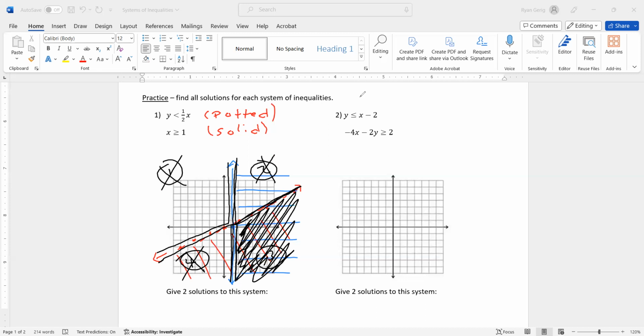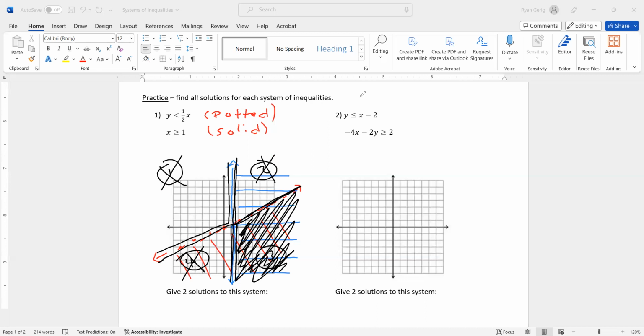Therefore, my solutions are in that region. So I make it very clear by shading it a different color. You could use different colors if you want, or shade it darker with a pencil. I'll give you some more tips if that doesn't work for you.